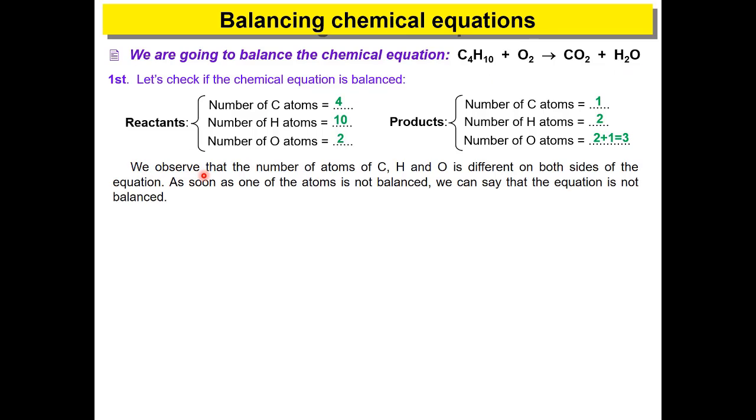We observe that the number of atoms of carbon, hydrogen, and oxygen is different on both sides of the equation. As soon as one of the atoms is not balanced, we can say that the equation is not balanced. For example, the number of carbon atoms in the reactants is 4, but the number of carbon atoms in the products is 1. So we can say that this equation is not balanced.